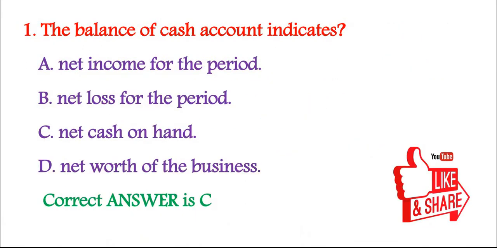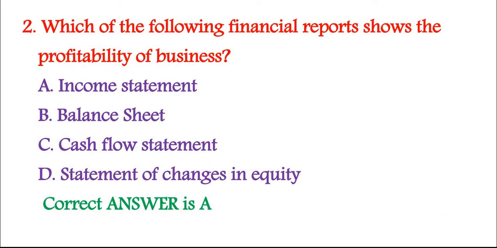1. The balance of cash account indicates: A. Net income for the period. B. Net loss for the period. C. Net cash on hand. D. Net worth of the business. Correct answer is C. 2. Which of the following financial reports shows the profitability of business? A. Income statement. B. Balance sheet. C. Cash flow statement. D. Statement of changes in equity. Correct answer is A.